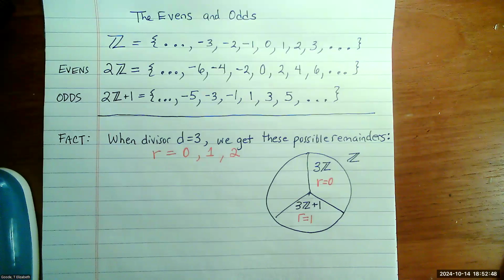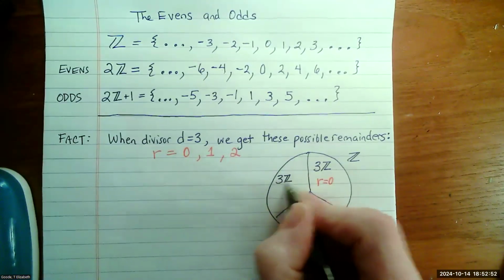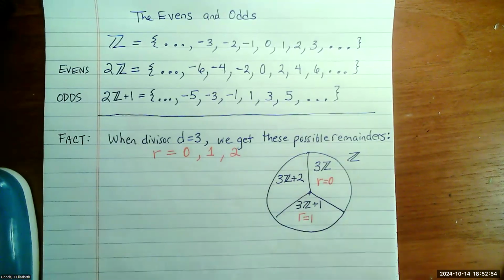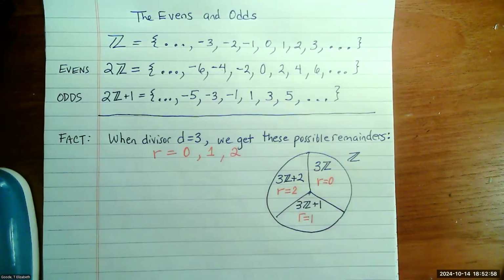3z plus 2. Exactly. Nice job. 3z plus 2. Of course, that's the set of integers that give the remainder of 2. Now, you might say, well, why are we even bothering to do this? This seems silly. Well, it turns out, folks, remainders are very, very important.